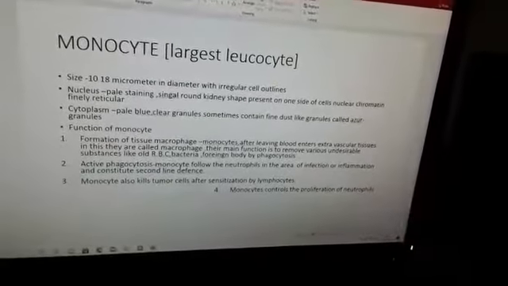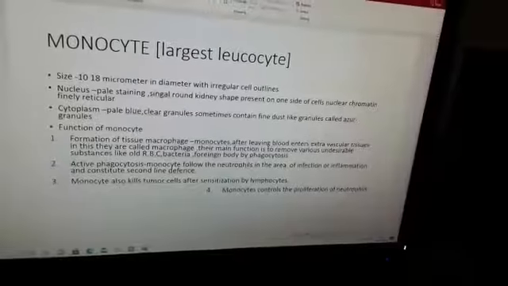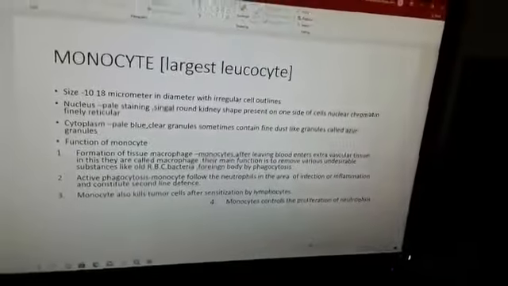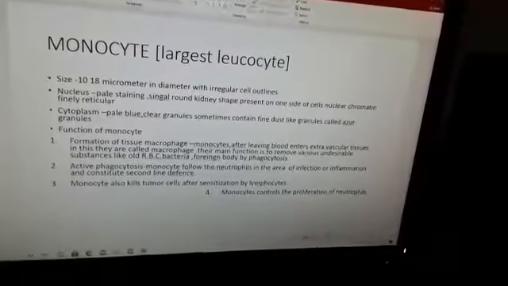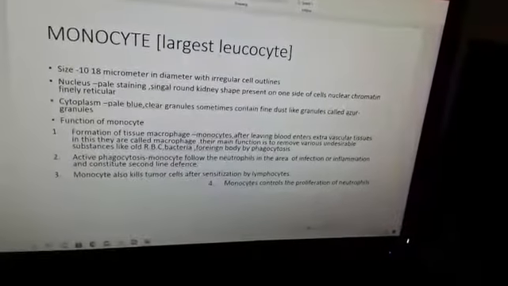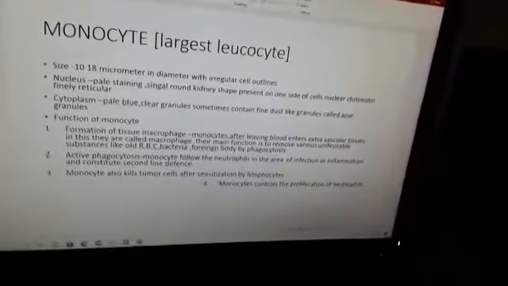This is all about the components of the WBC: neutrophil, basophil, eosinophil, lymphocyte and monocyte. We learned the structure and function of all the components.